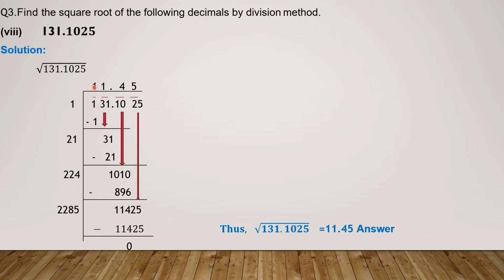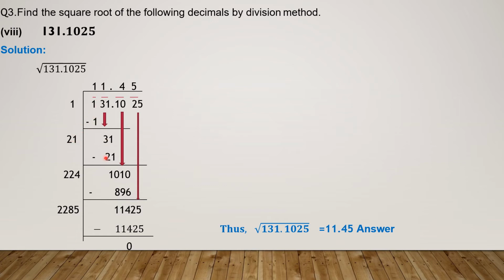1 will be added in 1. 1 plus 1 is 2. With 2, which number should be there, so that we multiply our new divisor with the same number, and our product must be smaller or equal to our new dividend? That number is 1. If we write here 2, then we have to multiply 22 with 2, and that will be of course greater than 31. That's why we will choose here 1. We will also write 1 in the quotient portion.